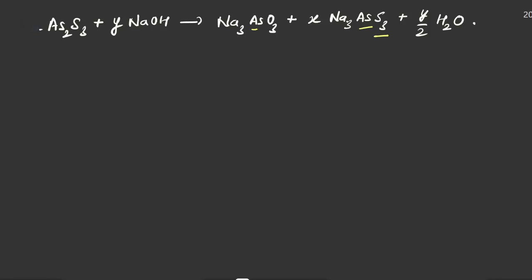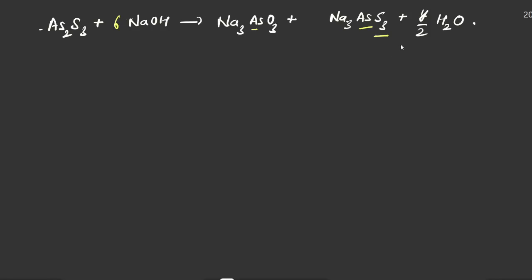NaOH. So the number of sodium, 3 + 3, 6. So we multiply by 6. So 6 NaOH.